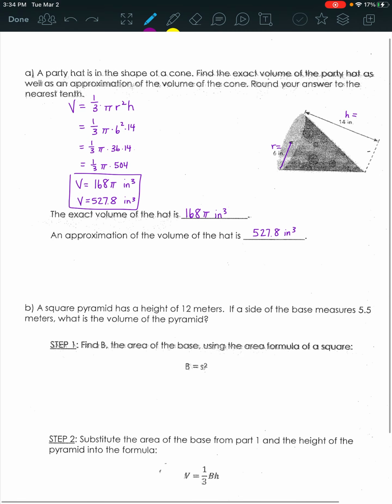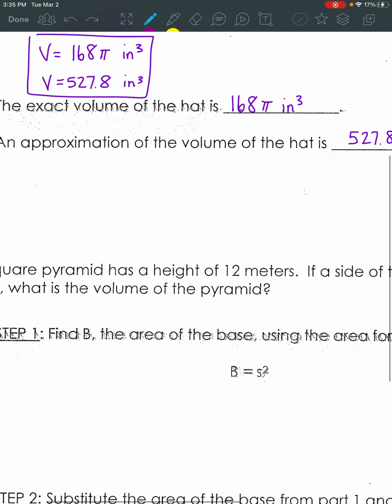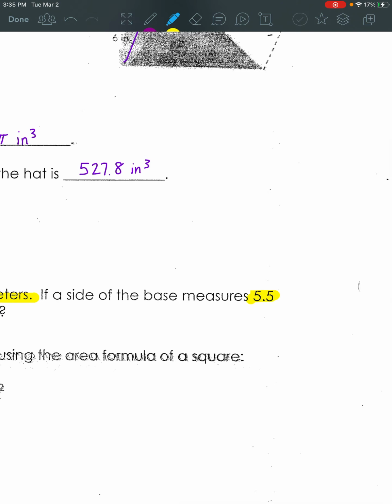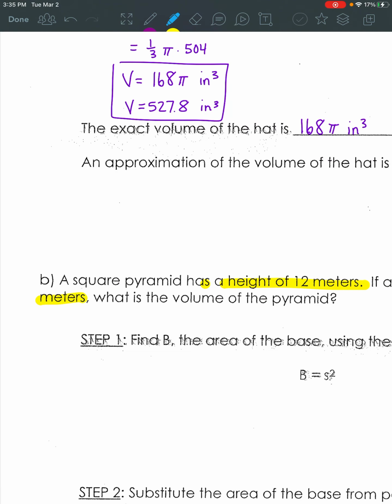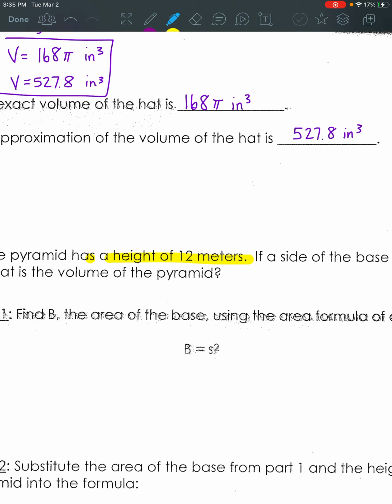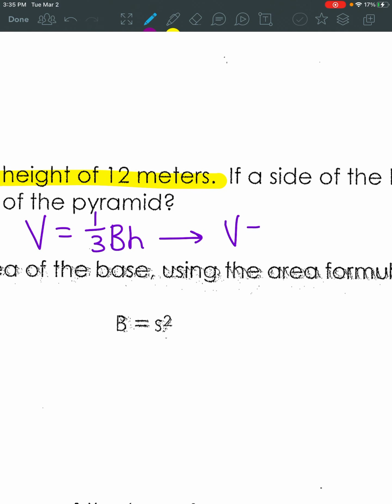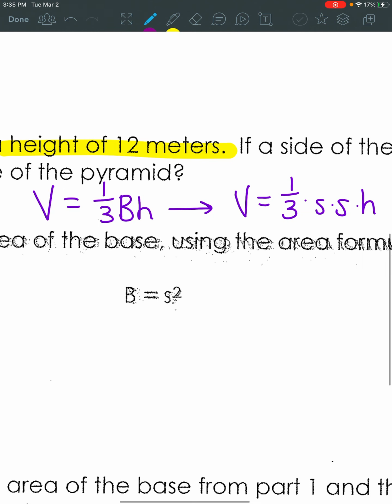Next example, we're going to do one with a square pyramid. Here we have a height of 12 meters. If the side of the base measures 5.5 meters, what is the volume of the pyramid? First, to find the area of the base, we know a square is side times side. Remember the volume formula is 1/3 times the area of the base times height. Now that capital B changes, and since this scenario is a square, the capital B is going to be side times side, or side squared, and times the height.